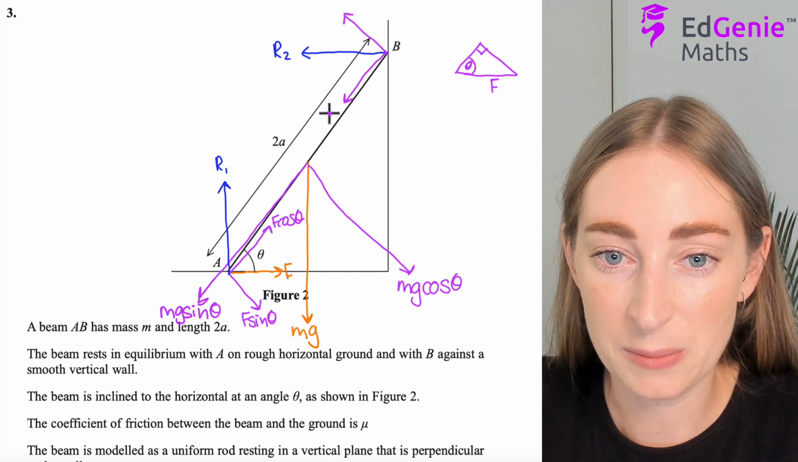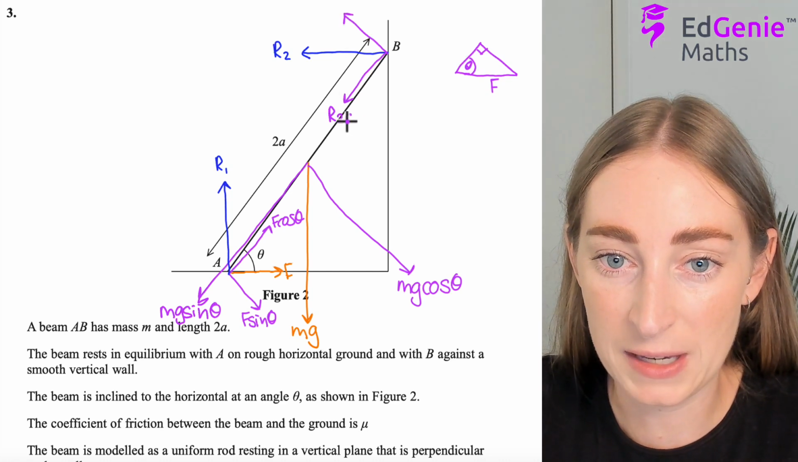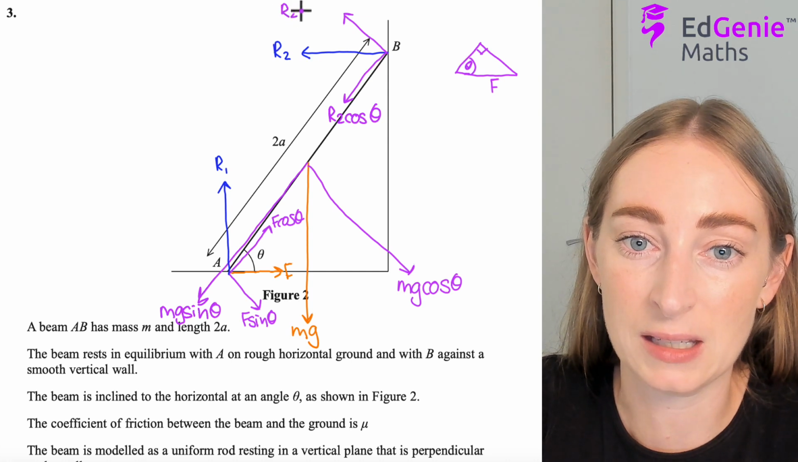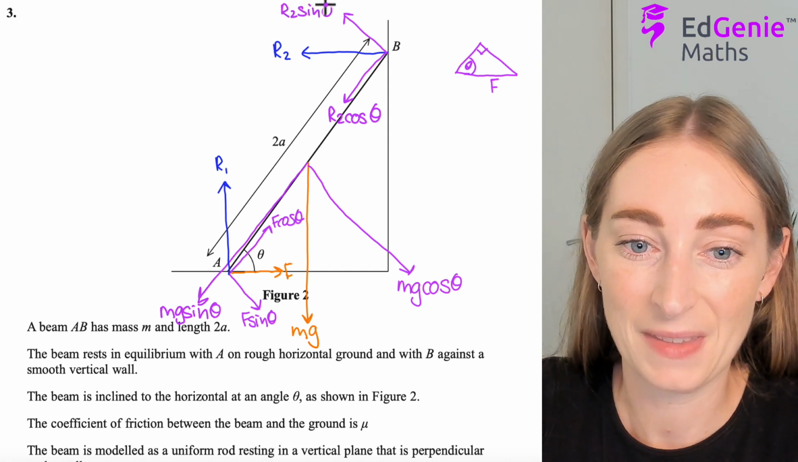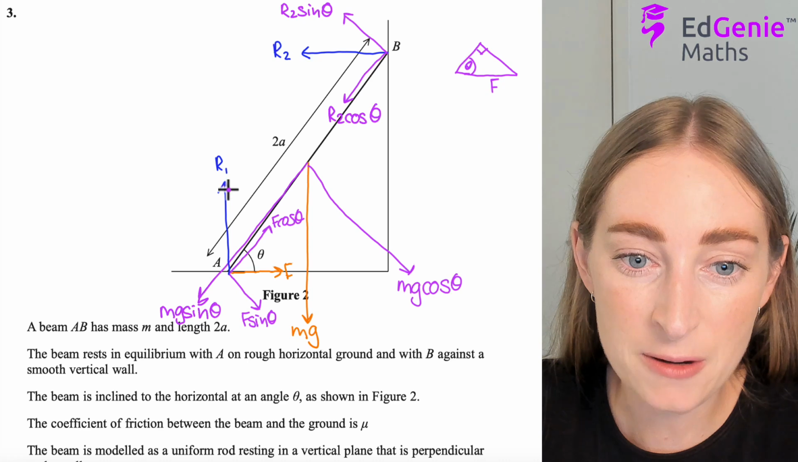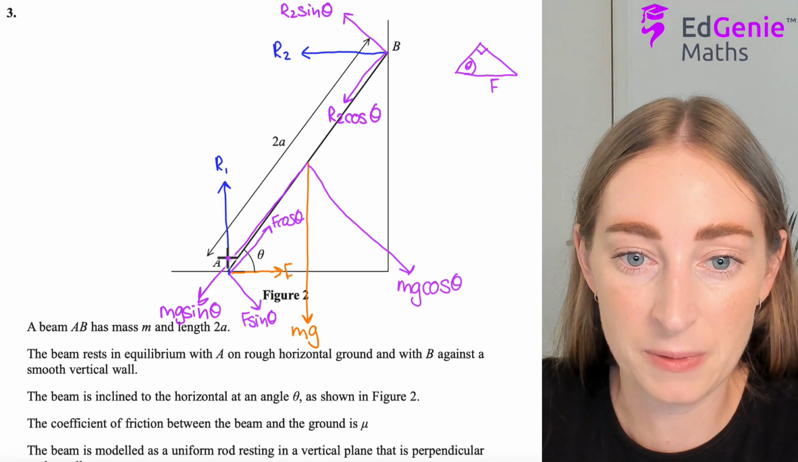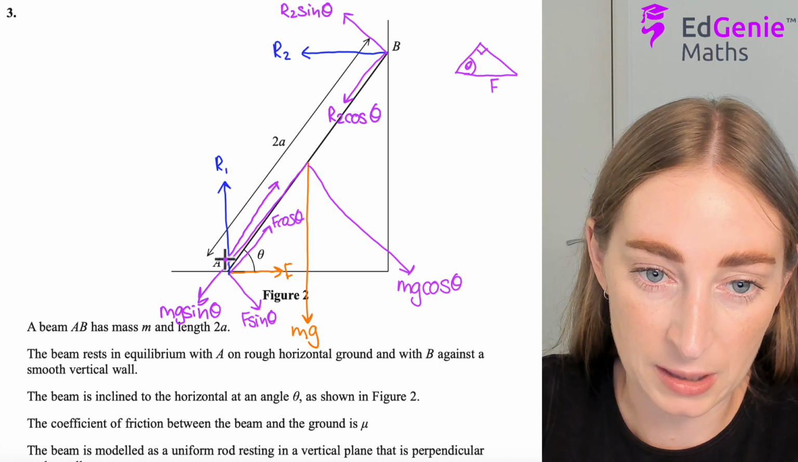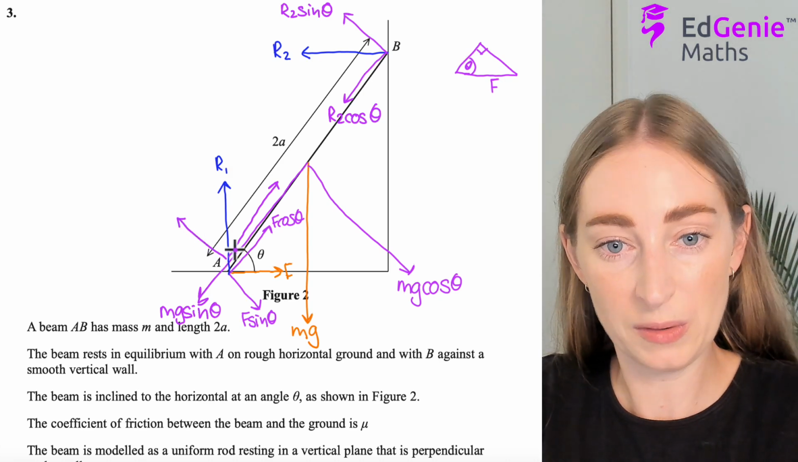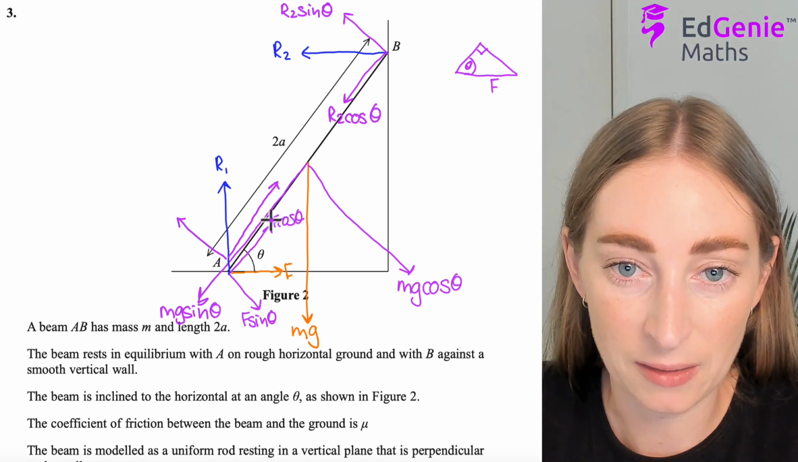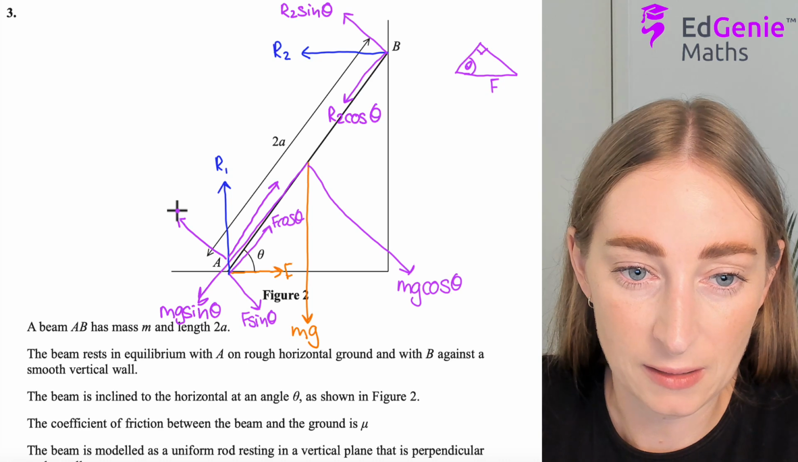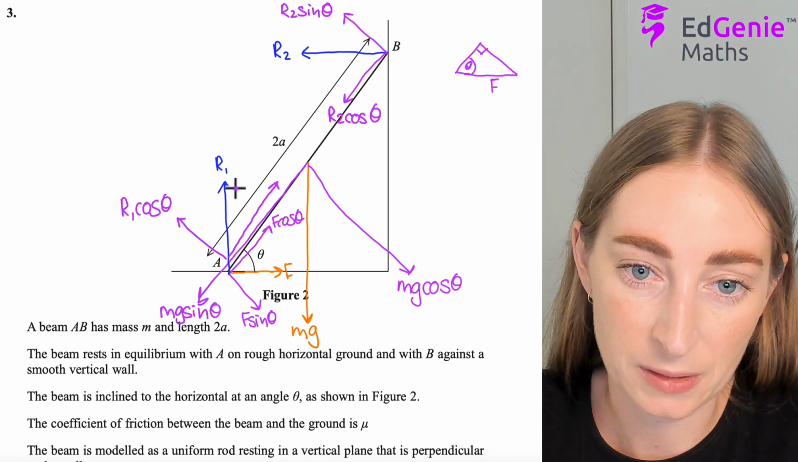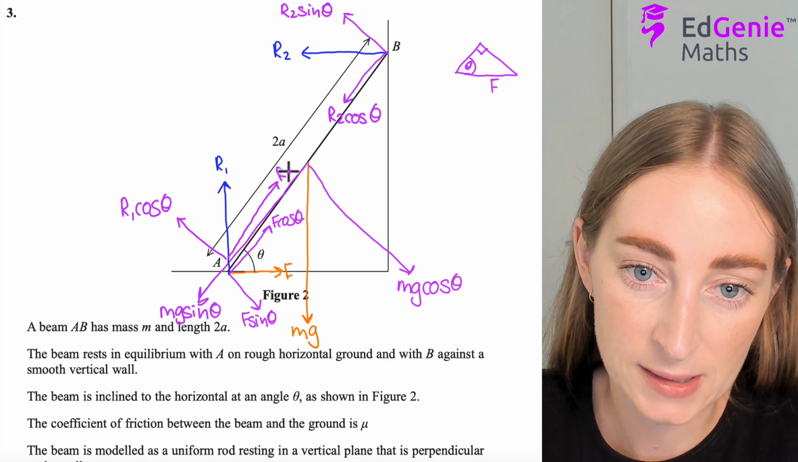This one here is going to be R2 cos of theta. And this one is going to be R2 sine of theta. Okay, and then this one here, we're going to have one going up the slope like this. And we're going to have one going at a right angle to the slope like that. This one's going to be R1 cos. And that one is going to be R1 sine.